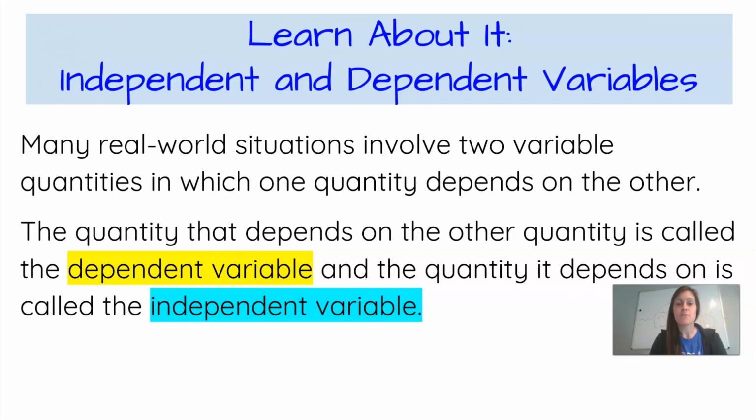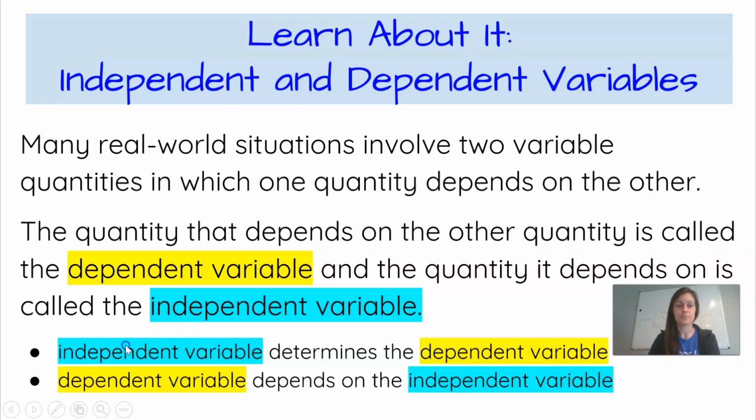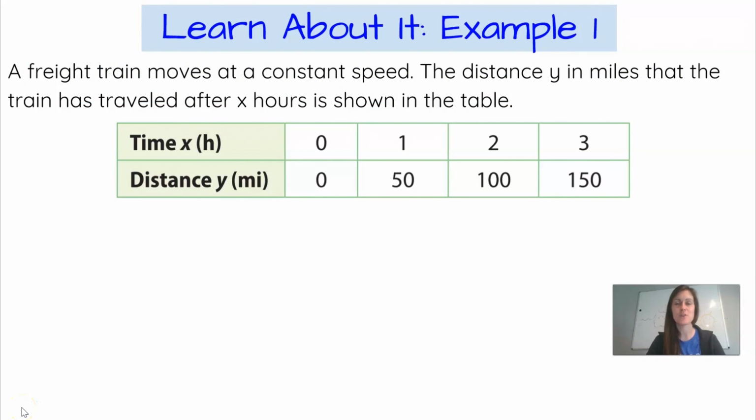This can be a little bit confusing when you're just thinking about those definitions without a real-world situation, so let me give you another way to think about it. The independent variable often determines the dependent variable. So Victoria's mom provided her support, which helps determine what Victoria is able to do with school. The dependent variable depends on the independent variable. So Victoria depends on her mom to help support her with her college costs. So let's learn about it.